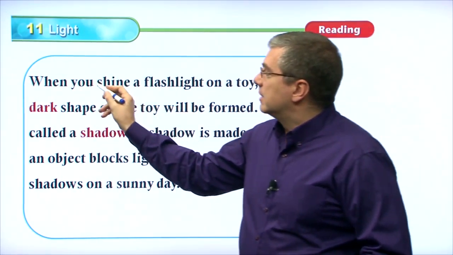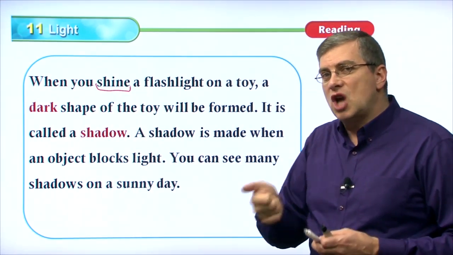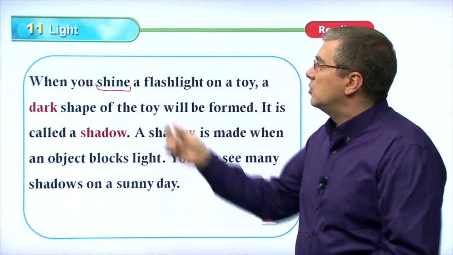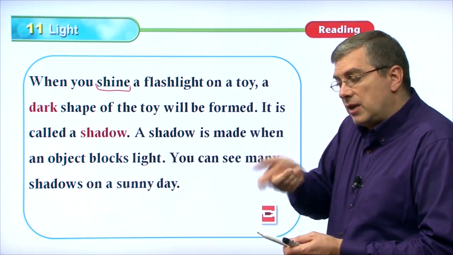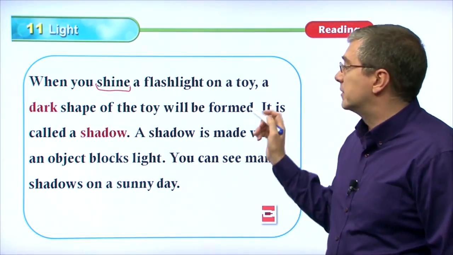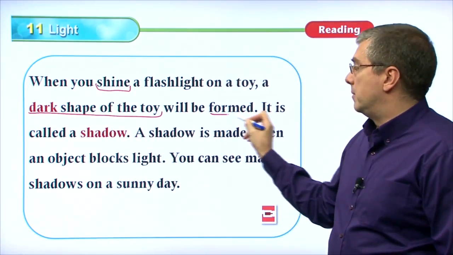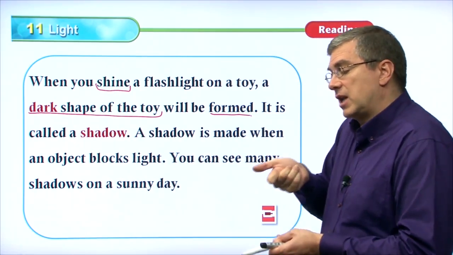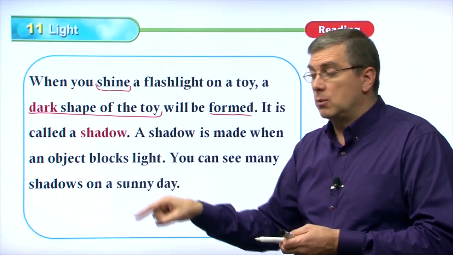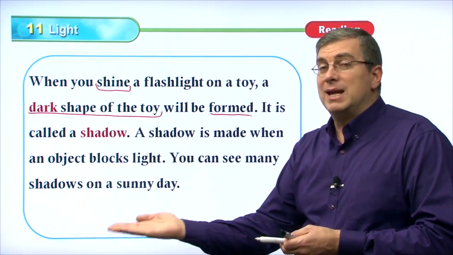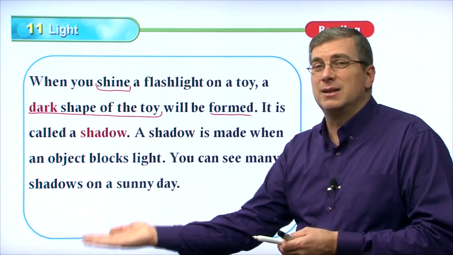When you shine, shine is a good word. Shine is to put light on something. You shine light on something. When you shine a flashlight on a toy, what happens? A dark shape of the toy will be formed behind the toy. So my flashlight is here, the toy is here. Behind the toy, there will be a dark shape. It will look like the shape of the toy, but it's obviously not the toy. It'll look like the shape of the toy on the ground behind the toy.